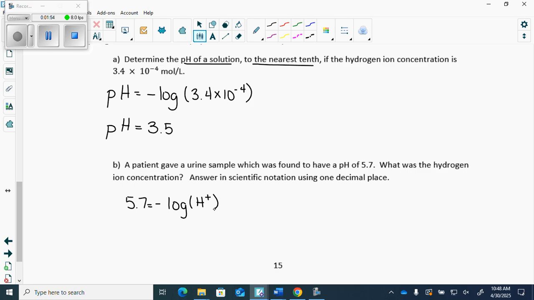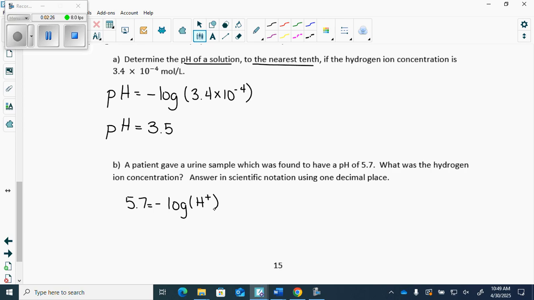So remember, this is the key thing with logs. If the variable is beside the log, or the variable is in the base of the log, we cannot solve it as a log. We have to first convert it to exponential, then solve it. And when we have an exponential and the variable is in the exponent, we have to convert to a log to get it down.